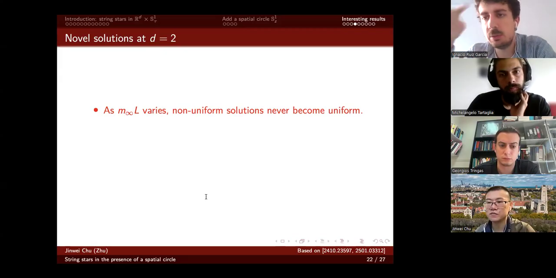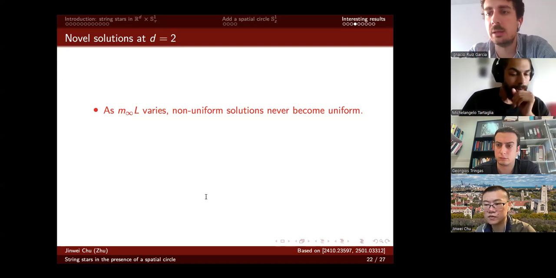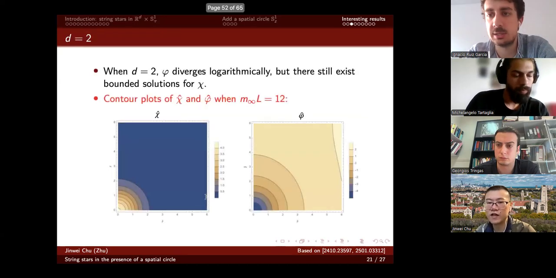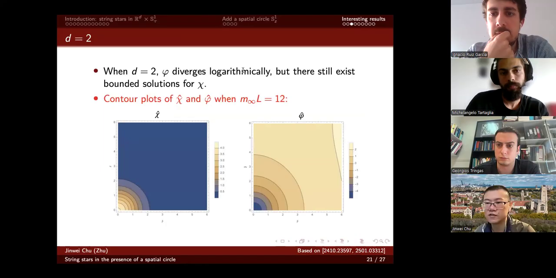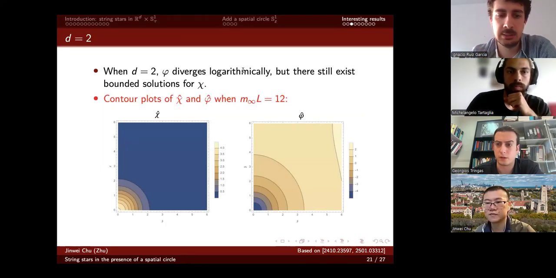Yeah, I was thinking of D equals 2 because things do not go to 0 but blow up logarithmically, so maybe there was something there. But I'll check the literature. It diverges. Yeah. Okay. Thanks.